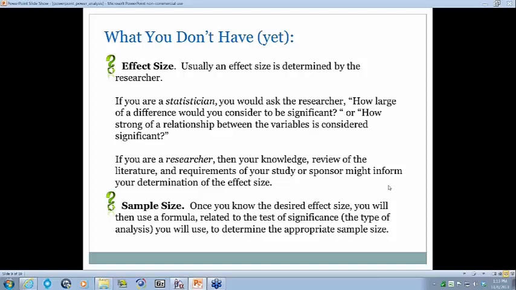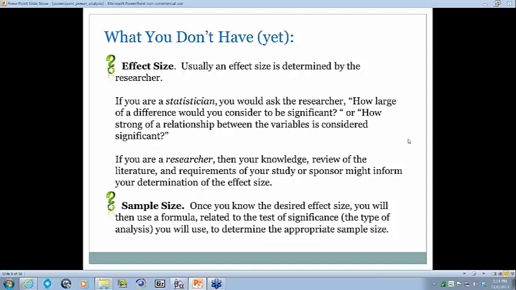If you're a statistician, you're going to ask the researcher. So if I was your statistician and you're the researcher conducting a study, I would come to you and say, well, if you're testing 2 different drugs, how big of a difference do you want to see between the experimental drug and the control group drug? Do you want to see a 10% difference? Do you want to see a 20% difference? What would be significant to you?